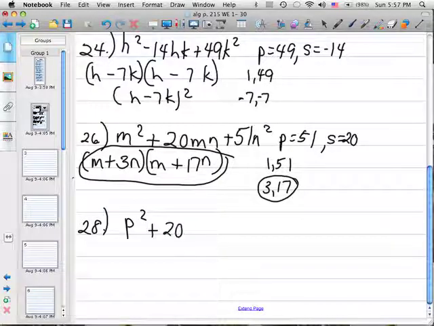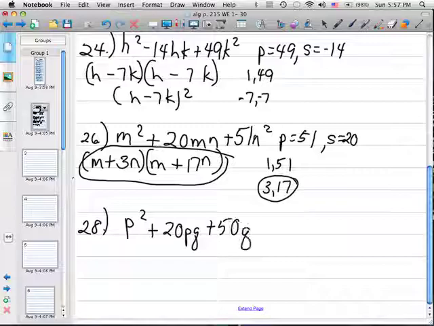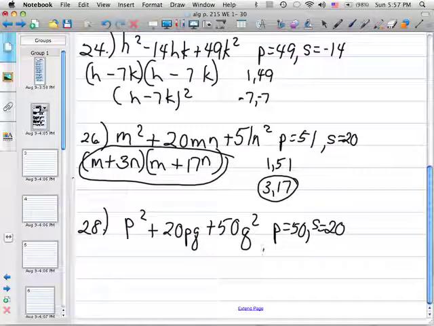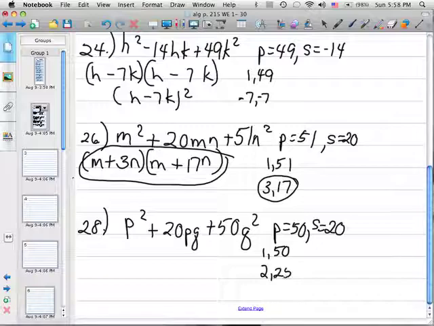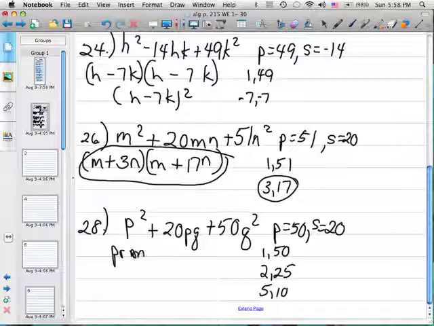28, p squared plus 20pq plus 50q squared. Product is 50. Sum is 20. The factors of 50, 1 and 50 do not work. 2 and 25 do not work. And 5 and 10 do not work. So it's prime. Those are the only factors of 50.